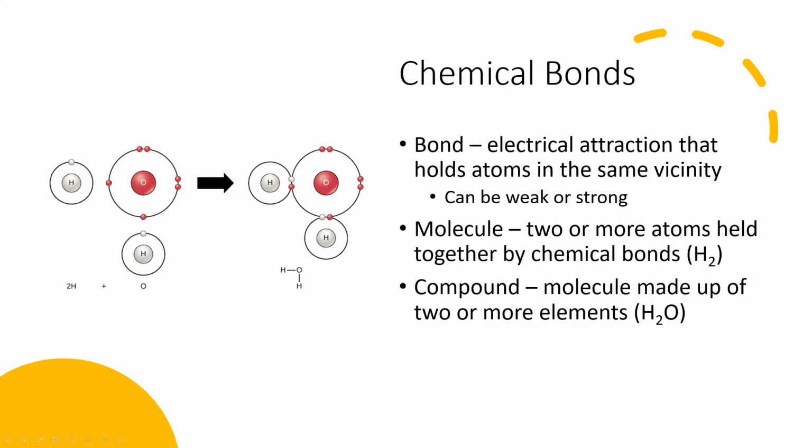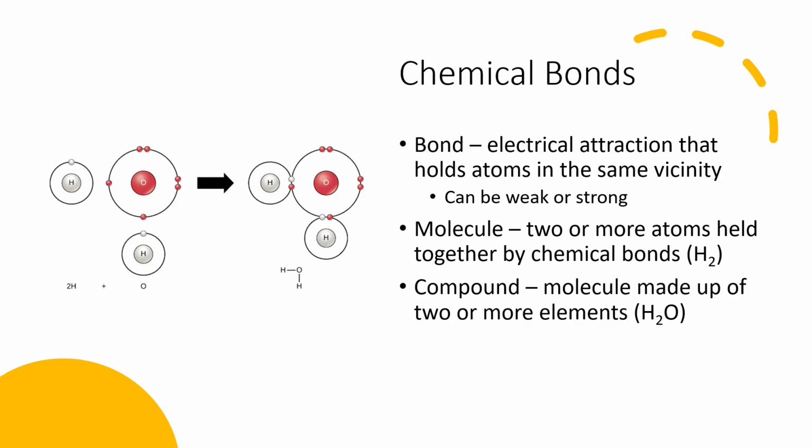Now we'll talk about chemical bonds. A bond is an electrical attraction that holds atoms in the same vicinity. A bond can be weak or a bond can be strong. You will have bonds between two elements, and so you can have a molecule where two or more atoms are held together by chemical bonds, such as hydrogen gas.